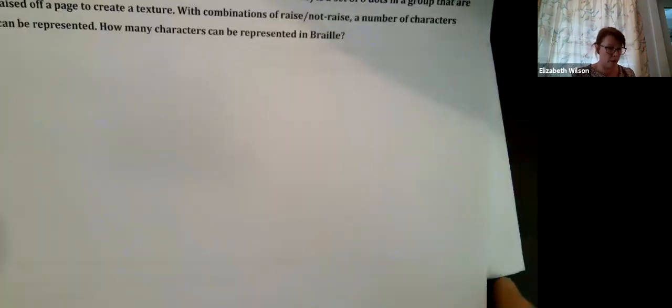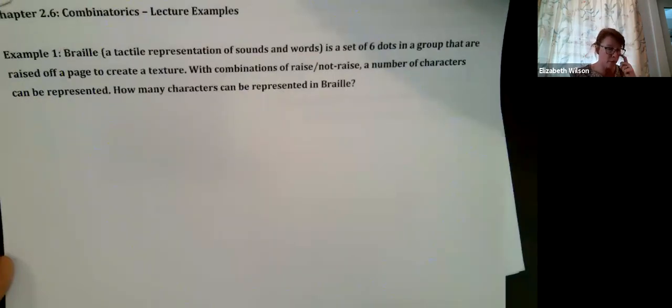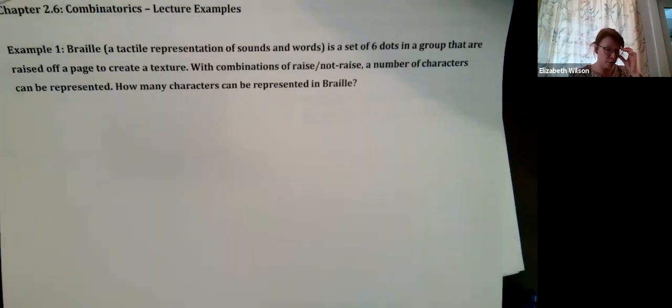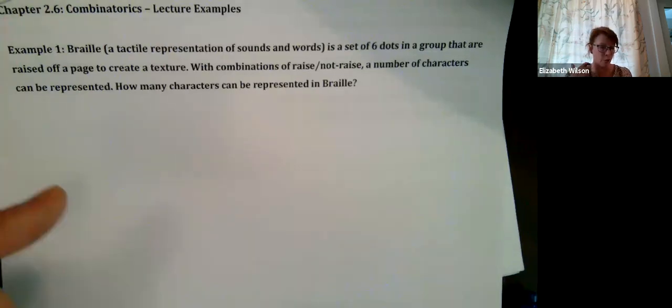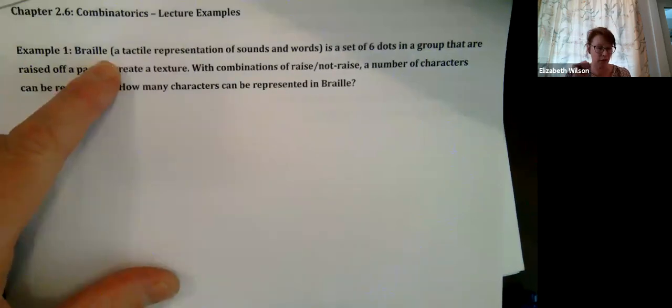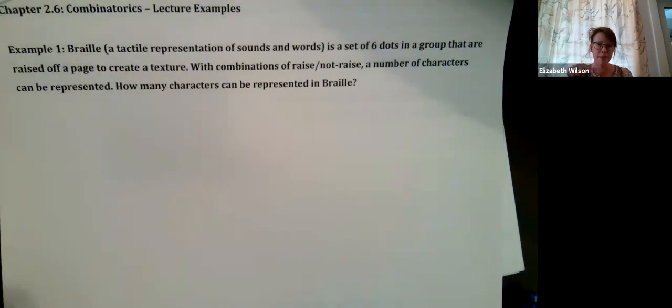Let's start taking a look at some examples. So I'll pull out my example page, my lecture example. Example 1, let's just read it and we'll talk about it. So Braille, many of you have heard of Braille before. Braille is a raised set. It's got 6 bumps, and a blind person can use Braille to read. They're going to scroll their finger over a sequence, a block of 6, a block of 6, a block of 6, and it's going to help them to read. They're using their fingertips to read these. So Braille is a tactile, meaning touch, representation of sounds and words. And it's a set of 6 dots in a group that are raised off the page.